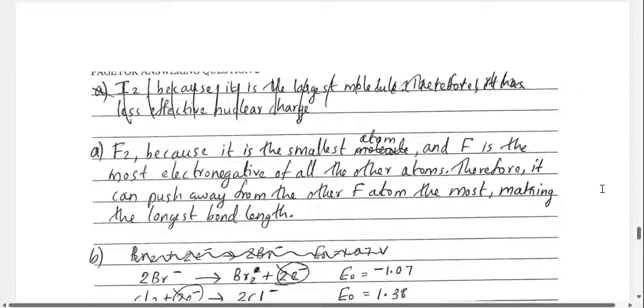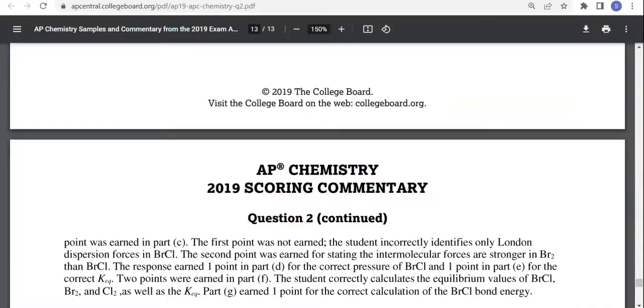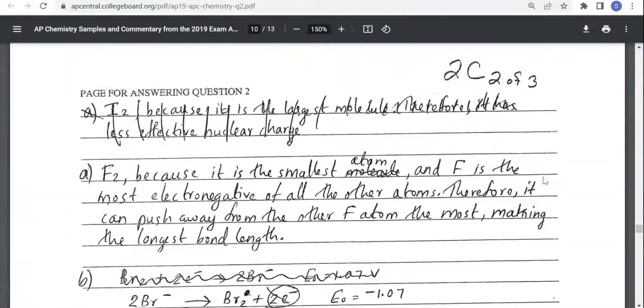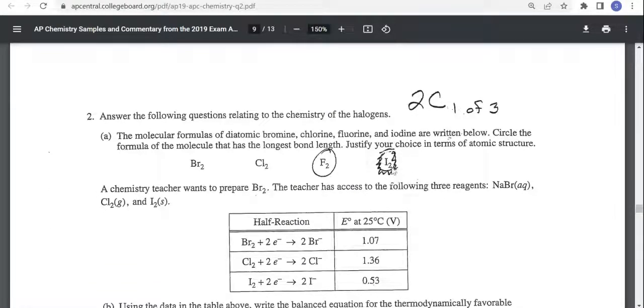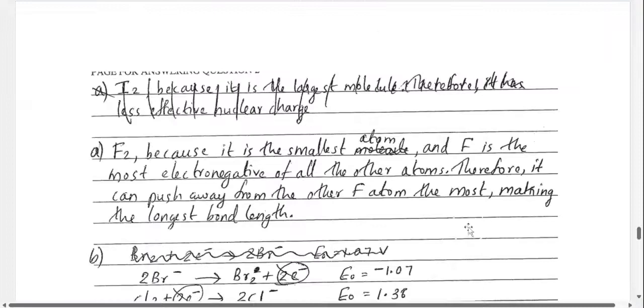the third student here. Okay, so it looks like they originally wrote I2, but then they crossed it out, which also, they have another thing here. I didn't copy it in, but they did kind of the same thing on here. They circled I2 and then crossed it out and then circled F2. So unfortunately, I don't think that that's going to work.